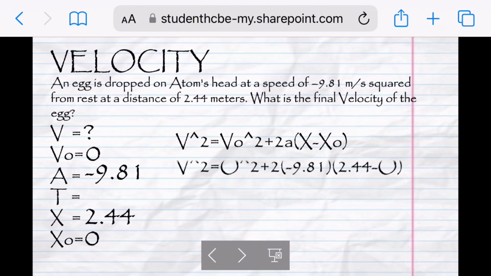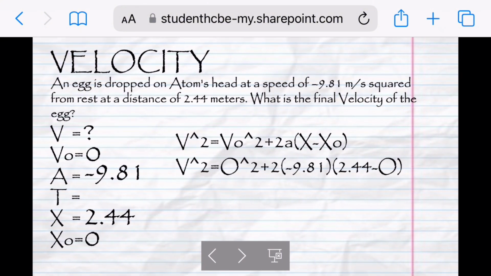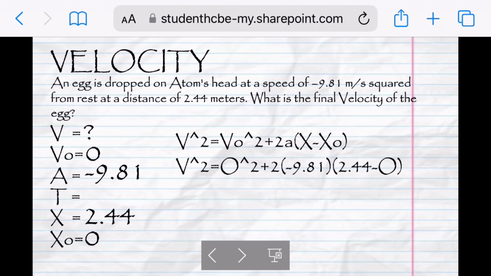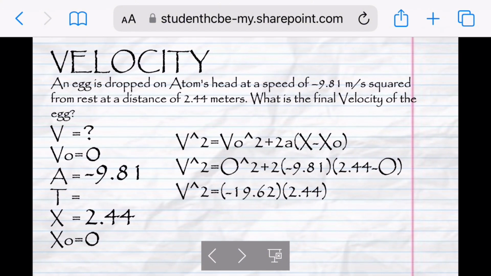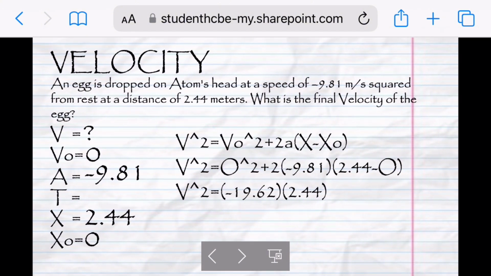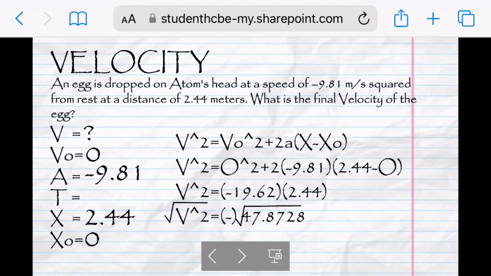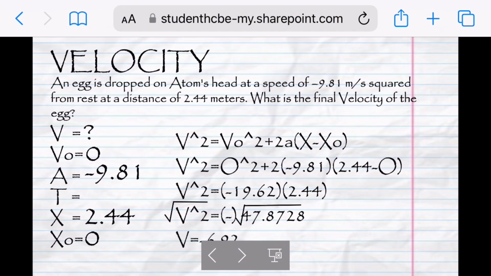We will plug our numbers in, then we will square the 0, multiply the 2 by negative 9.81, and subtract the 0, giving us negative 19.62 times 2.44. So we will multiply those, and then we will square root them, putting the negative sign temporarily away because you can't square root a negative. And the answer comes out to negative 6.92.